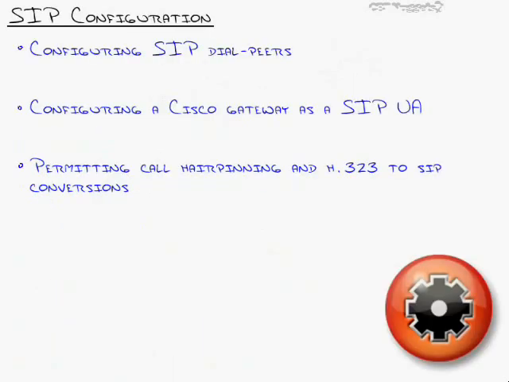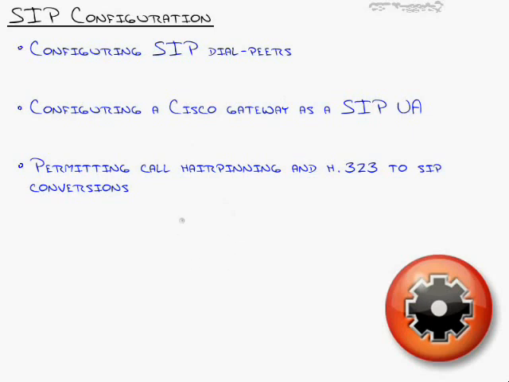As we now move into the configuration, I have 3 different scenarios to work through with you. We'll configure SIP, do some debugs, and watch it happen. It's actually really easy. We're going to configure SIP dial peers to start off, then configure the gateway as a user agent, and then permit call hairpinning, kind of an IP to IP gateway between H323 and SIP conversations. So we'll start off with the dial peers.